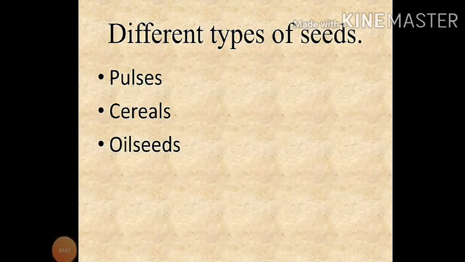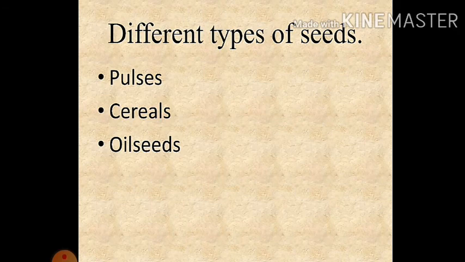Let's revise what are pulses, cereals and oil seeds. Pulses are the seeds which, when you break them, will be broken into two equal halves. Okay, but they won't release any oil. So when you rub it on the paper, you won't see any oil stains or oil marks on it, because they do not release oil. Those seeds are known as pulses.